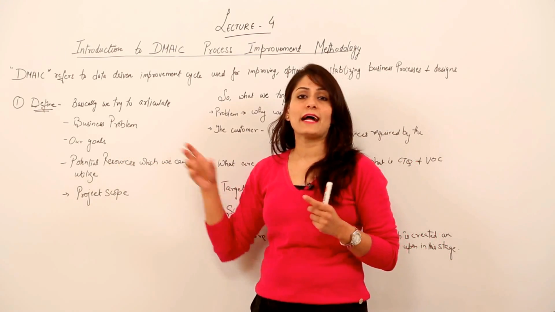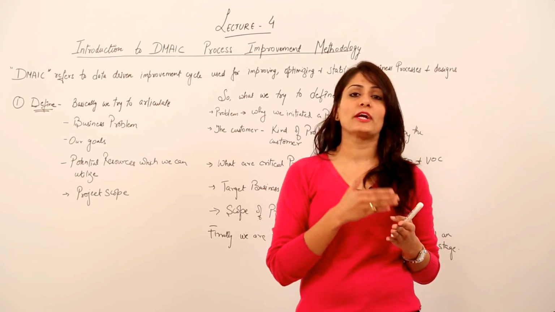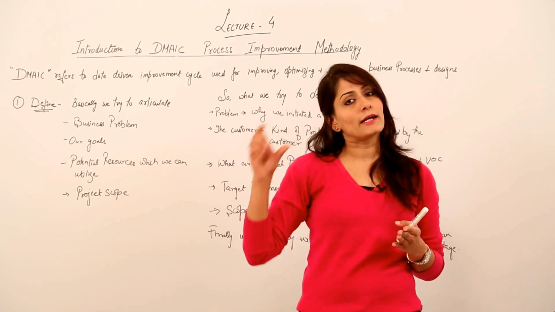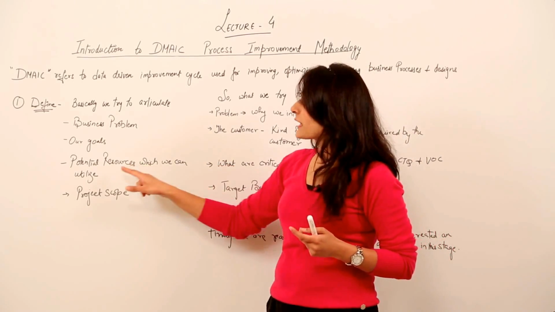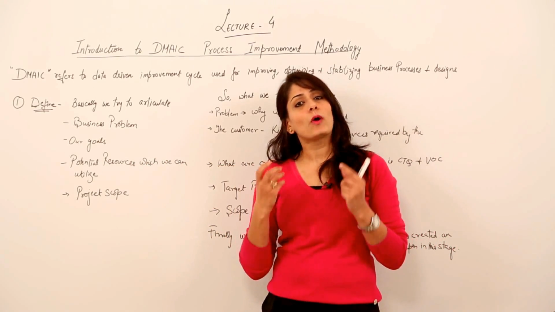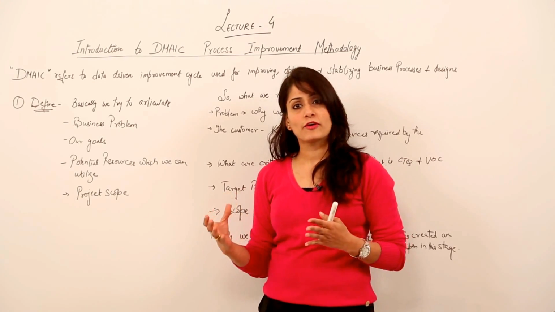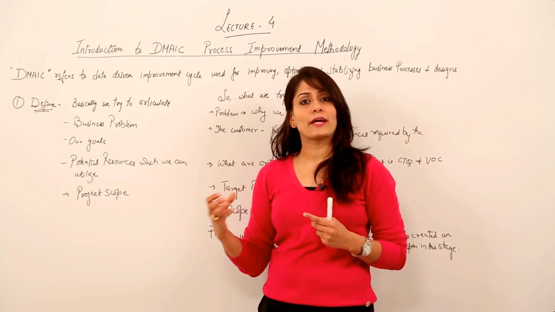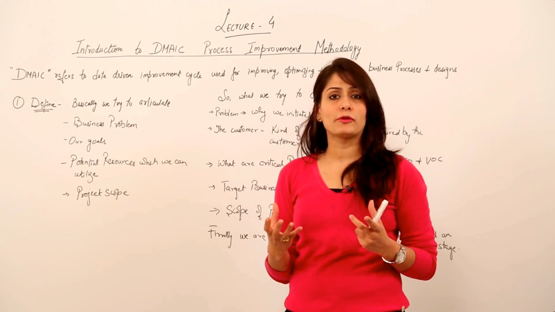Then our goals, that is what we want to achieve. Once we have initiated the Six Sigma project, what would be our goals, what kind of improvements we want in our products or services. Then potential resources, this means what kind of resources we have which we can utilize in our endeavor and which we can utilize to drive our Six Sigma project. And finally, the scope of the project.